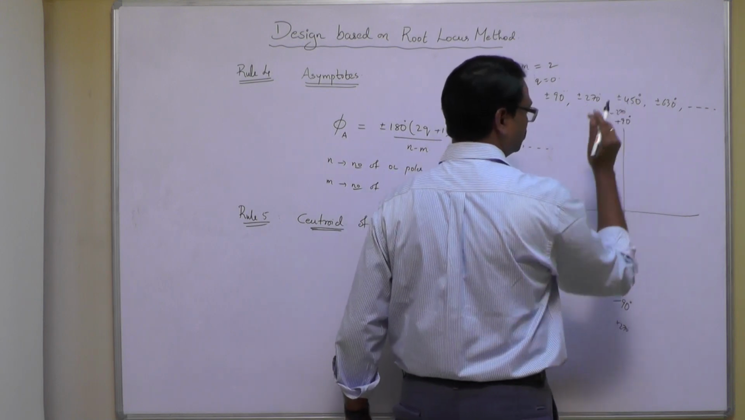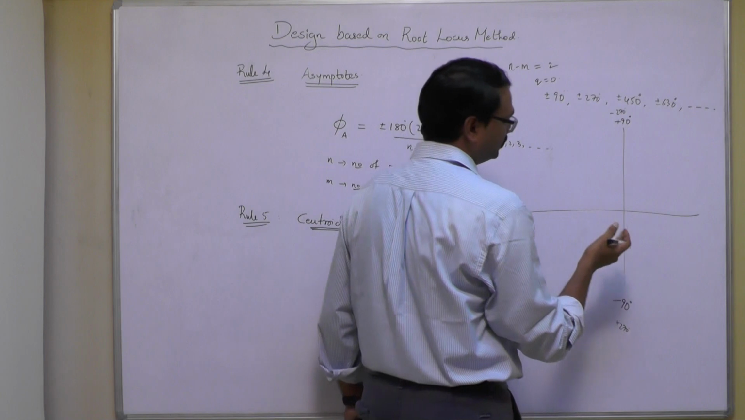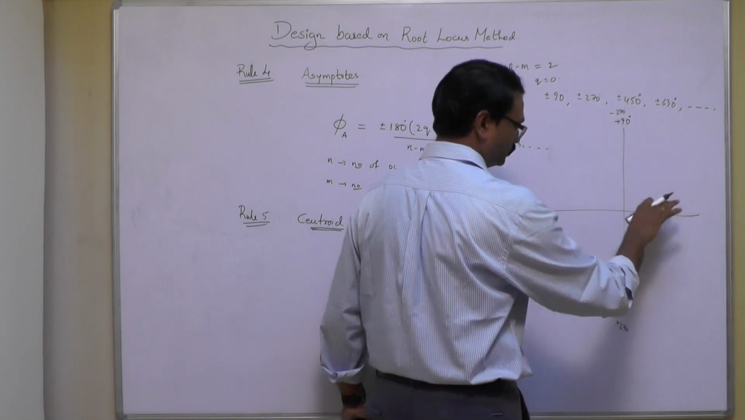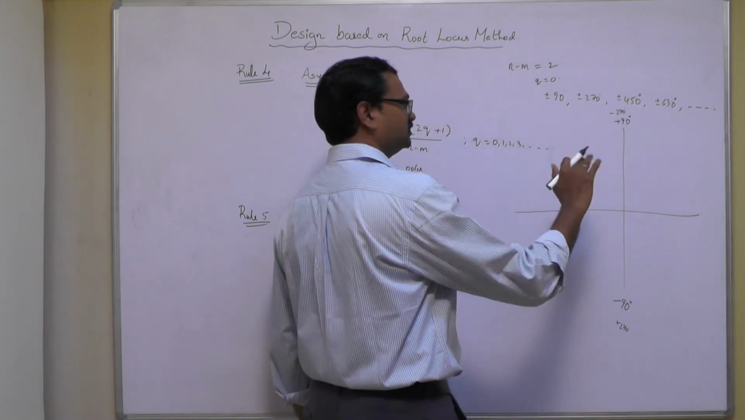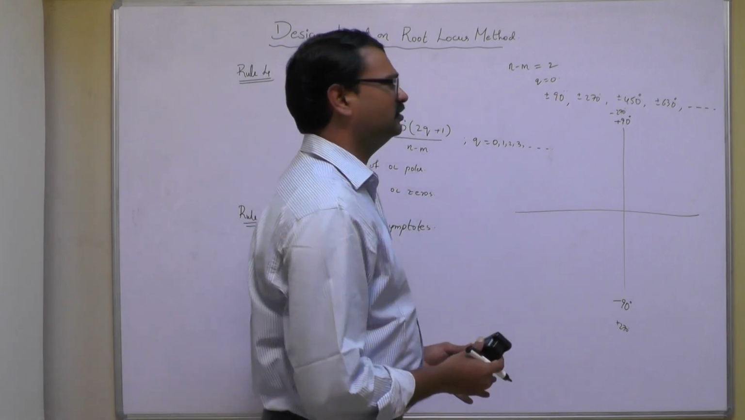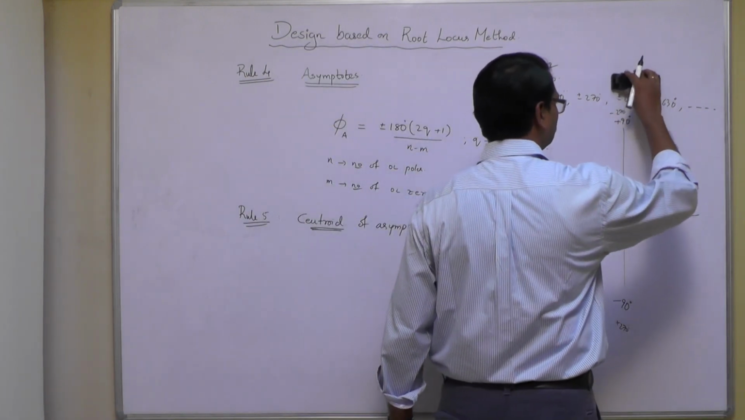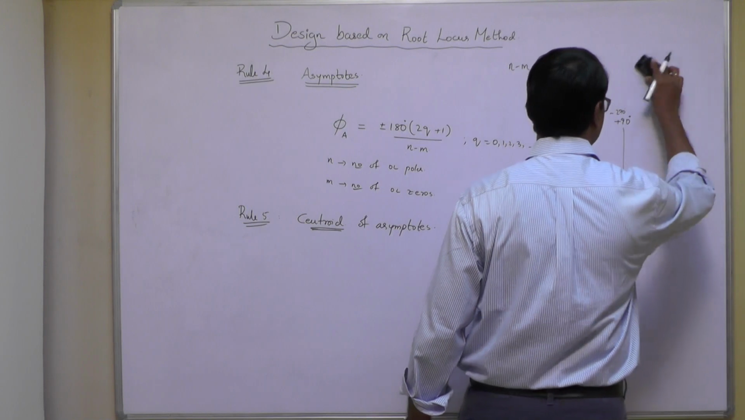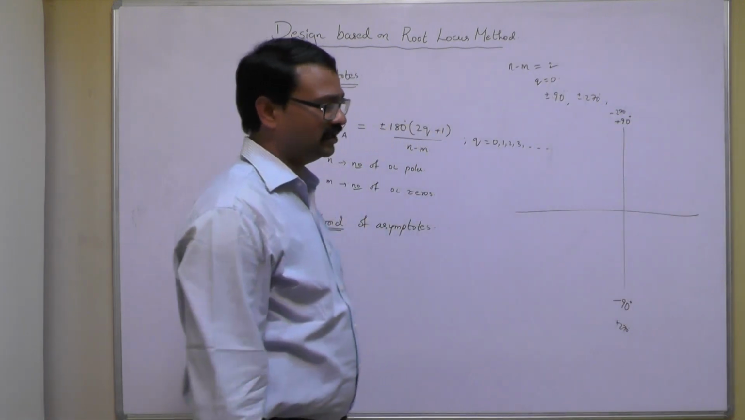Minus 270 degrees. It is, you are considering like this. Again plus 450 degrees. It is this one. Minus 450 degrees. Plus 630. So you are having the same value. So you need not find out so many things. You can find out just only these values.